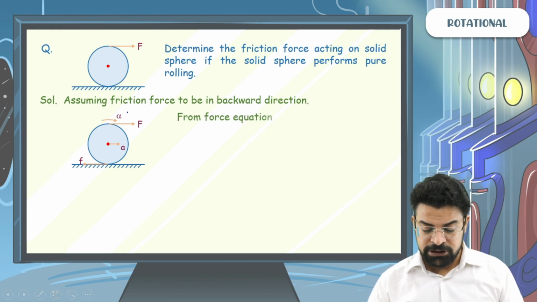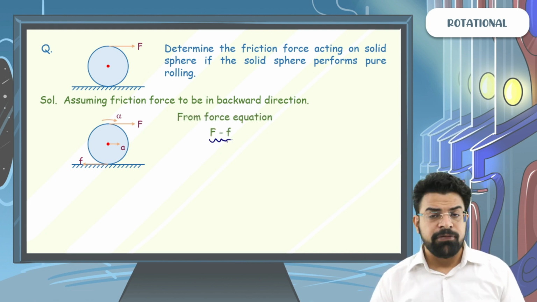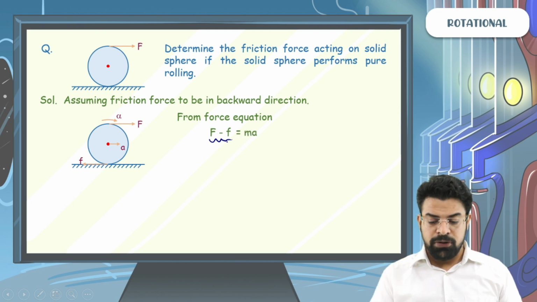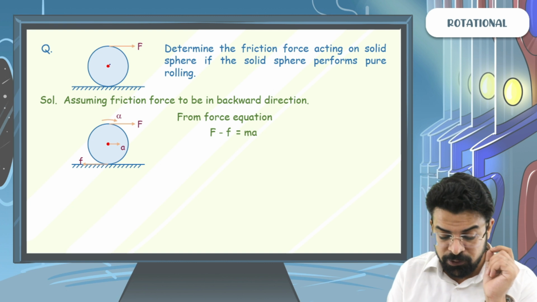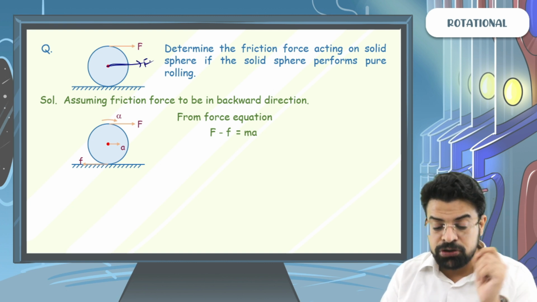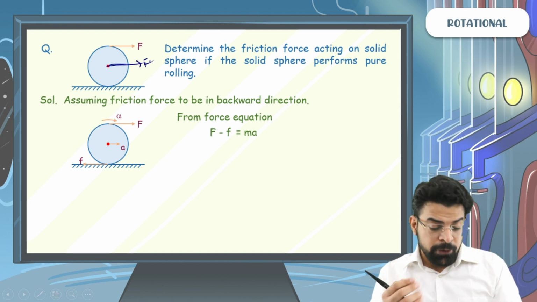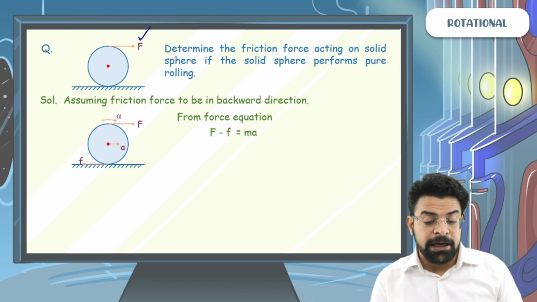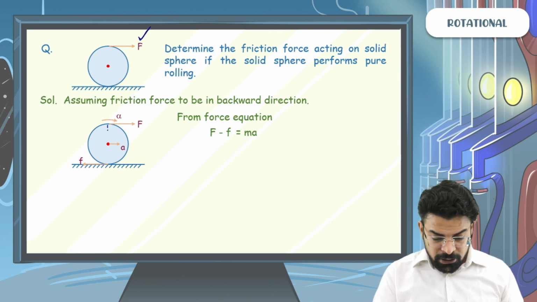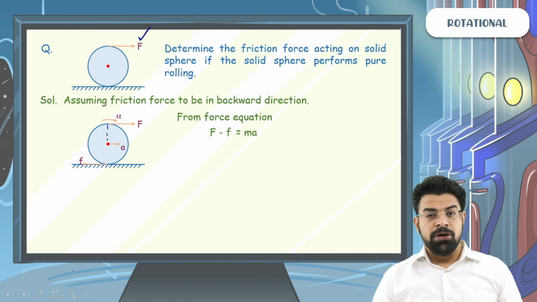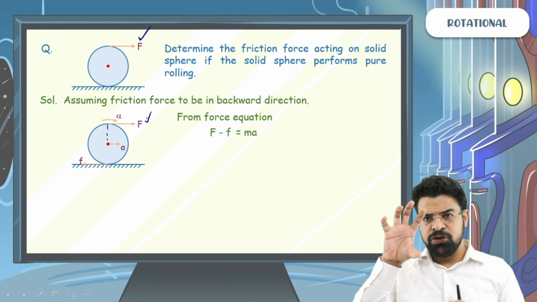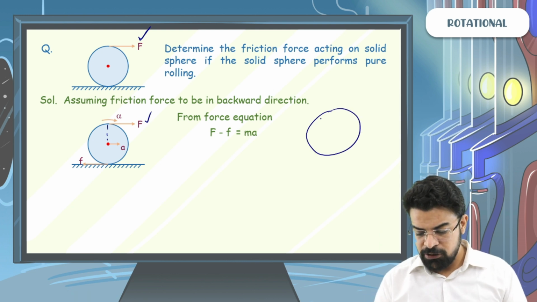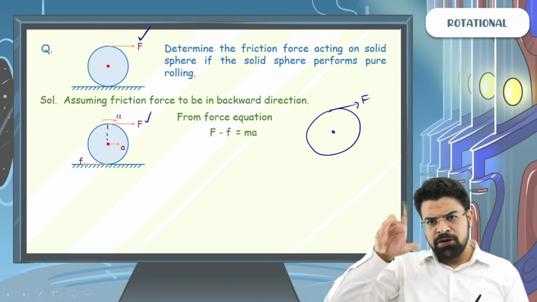From the force equation, we can write F minus f equals mass into acceleration. From the torque equation, now focus. Last time the force was passing through the center, so its torque about the center of mass was 0. But this time the force has been applied at the highest point. So here both the forces will provide torque. First of all, in which sense will be the torque because of the external force? Just visualize the hinge at the center of mass, the external force, and this is trying to turn it clockwise.